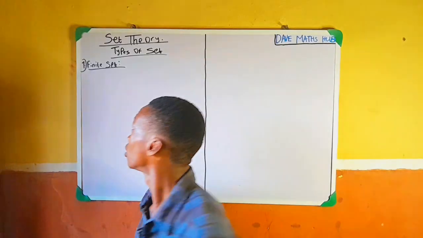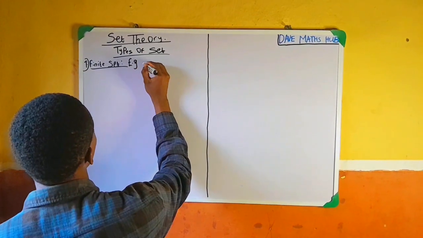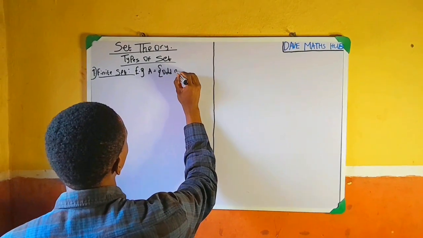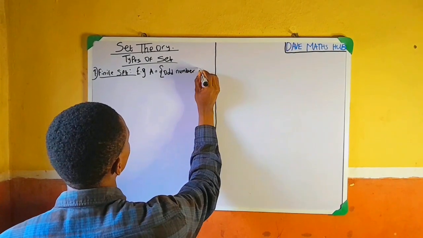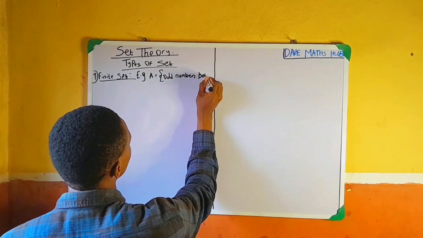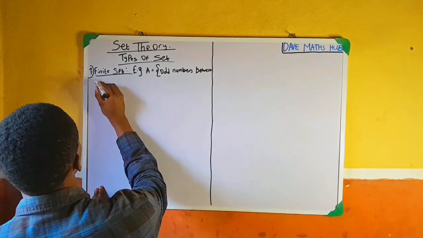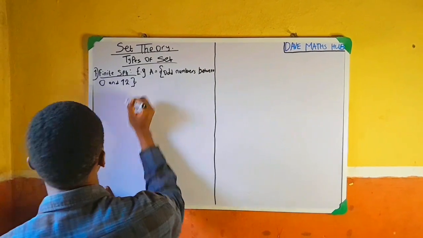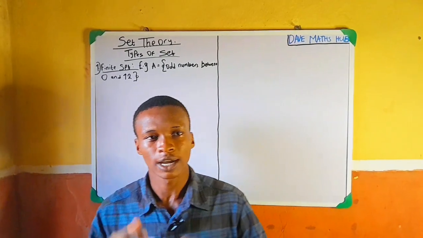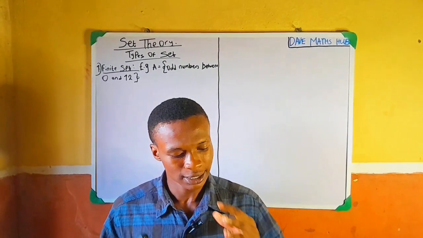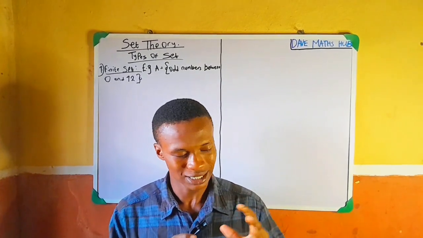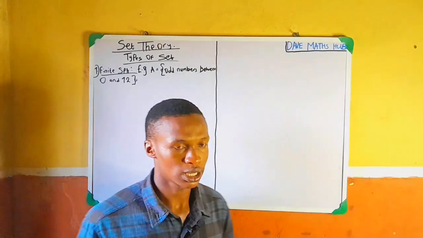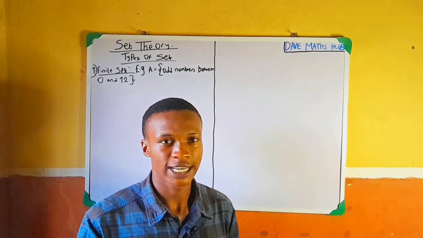E.g., we have A is equals to odd numbers between 0 and 12. So by this now we can say countable sets. What do I mean? Finite set is when the numbers are countable, that is, it has a limited range. That's why I gave an example between 0 and 12. So the odd numbers we can say are 1, 3, 5, 7, 9, and 11.